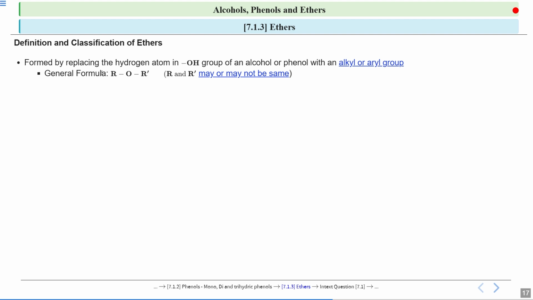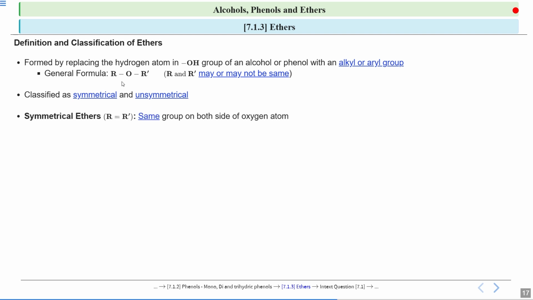The general formula is ROR prime, where R and R prime may or may not be the same. They may be the same. If they are the same, then we get symmetrical ethers. If they are not the same, then we get unsymmetrical ethers. They are classified as symmetrical and unsymmetrical, as I just said. Symmetrical ethers are those where R and R prime, both alkyl or aryl groups, are the same. So if the same group is present on both sides of the oxygen atom, they will be symmetrical ethers.